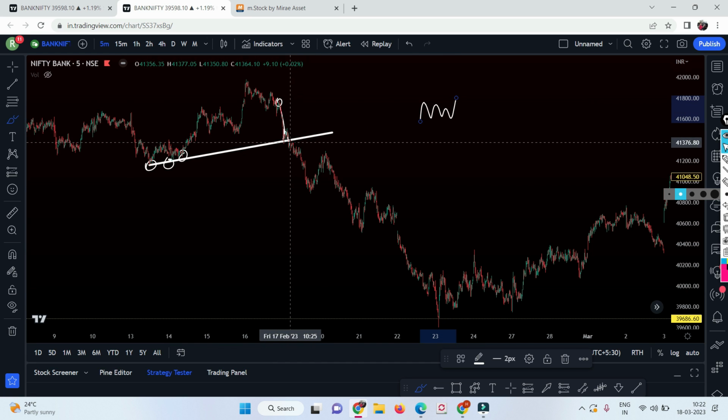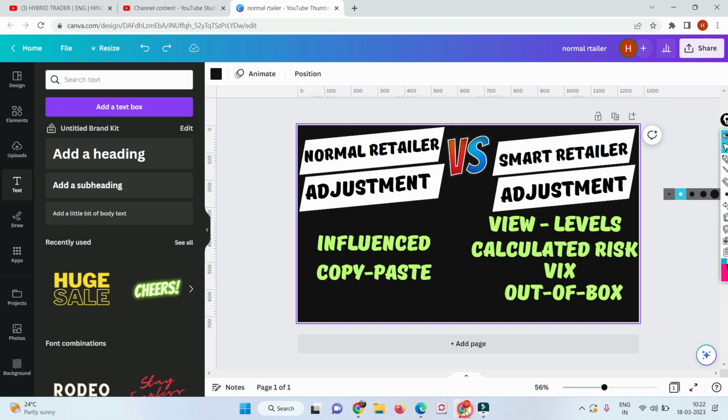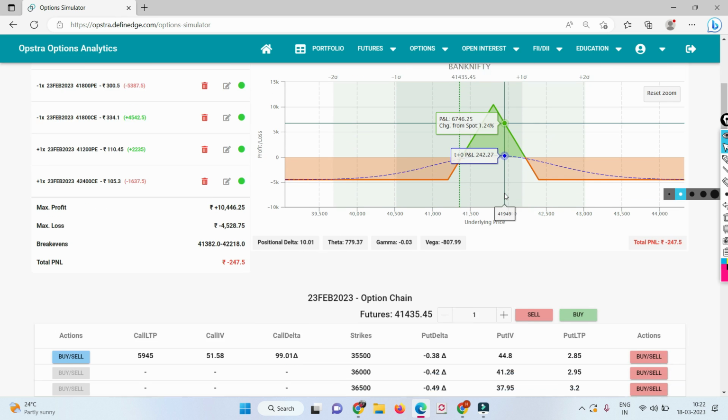So let me do one thing. There are only two standard adjustments the retailers will think. Let me again take you back to this slide. Okay, so two standard adjustments. Rather than me telling theoretically, let me tell you directly. I'll just go to the option chain.